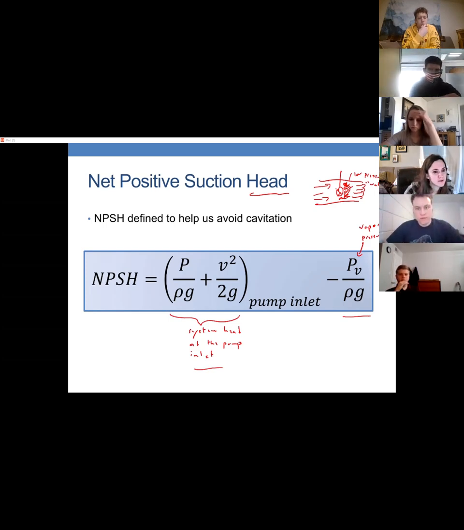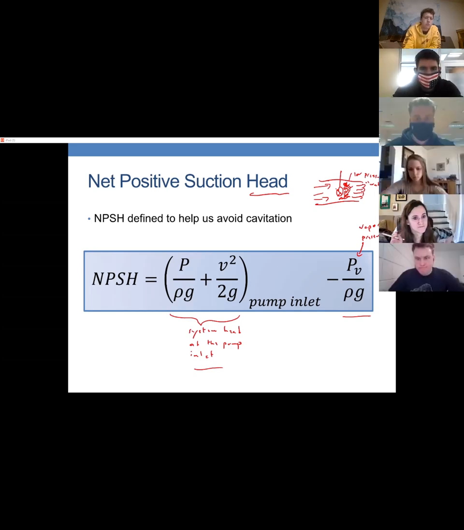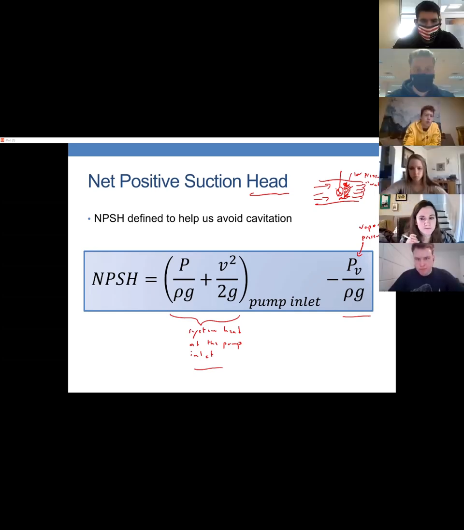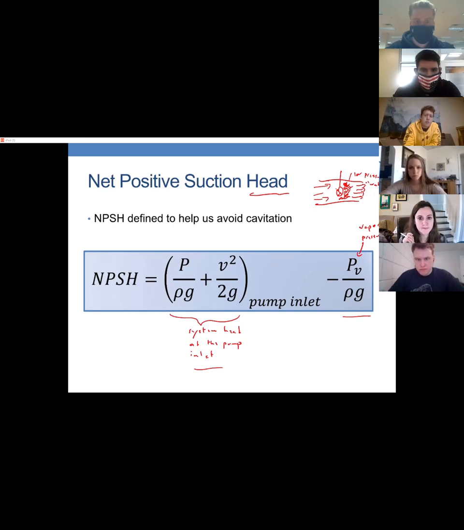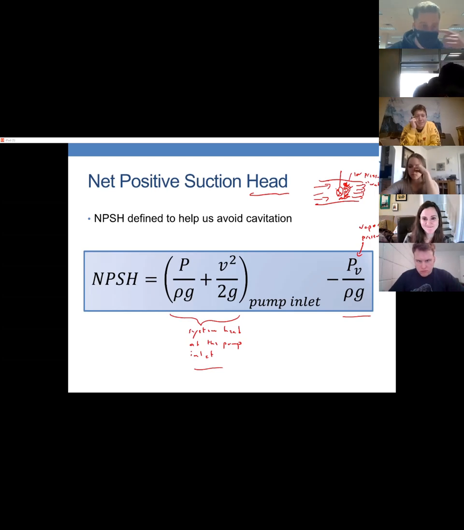So I have two people raising your hands. Connor first, then Zach. Connor? Is there a specific reason why this is in head form and why, say, the units aren't in pressure? Because that's the way people do it. That's the only reason. Okay, cool. Custom.